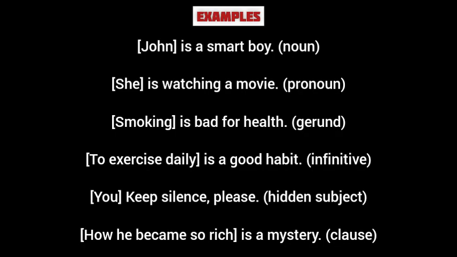For example, John is a smart boy. Here John is a noun and we are talking about the noun John. She is watching a movie. Here she is the subject of the sentence because we are talking about a certain female person. She is a pronoun and this is the subject of the second sentence. Smoking is bad for health. Here we are talking about the act of smoking. It is a gerund and this is the subject of the third sentence, smoking.